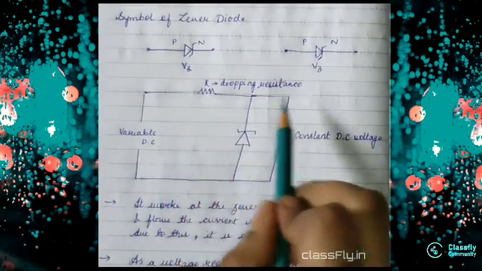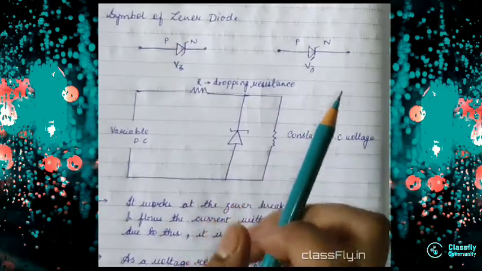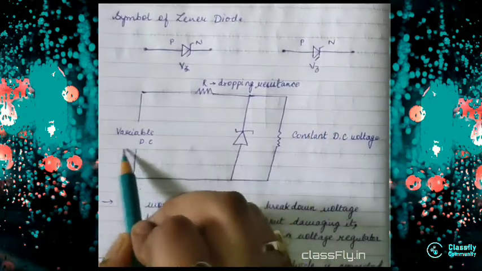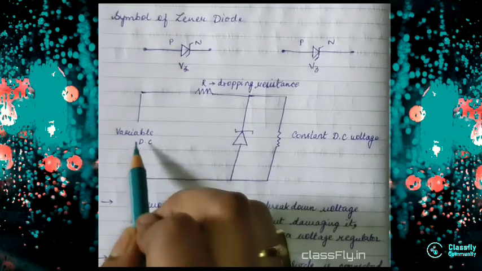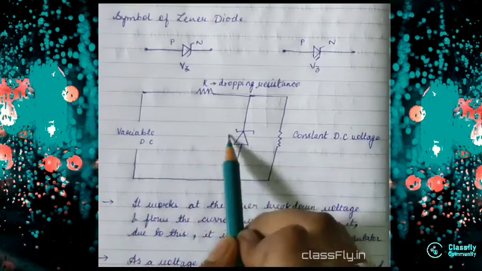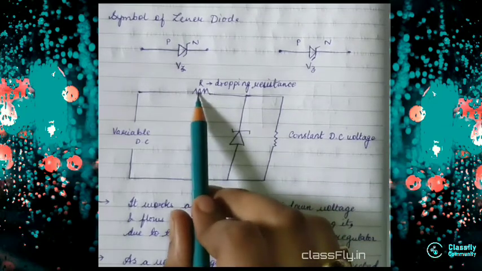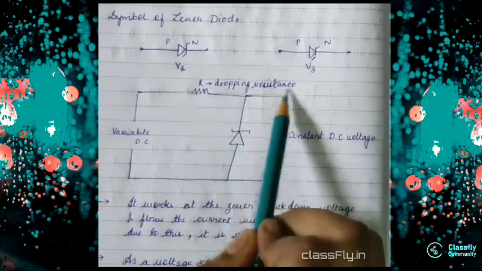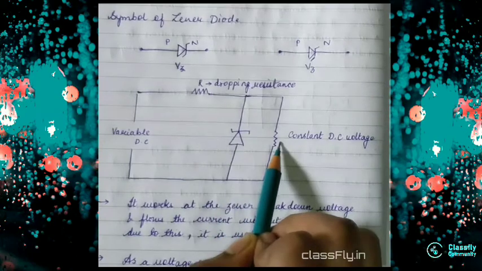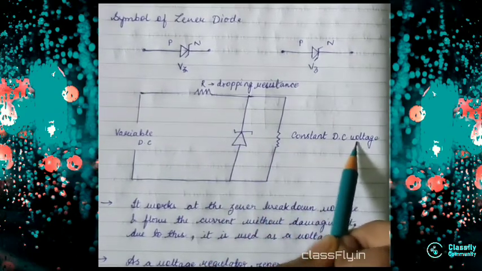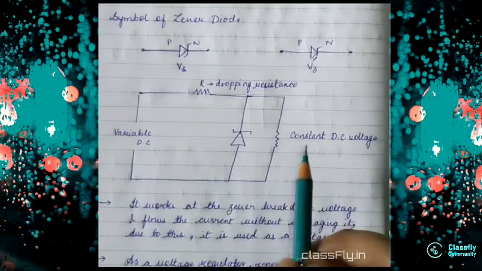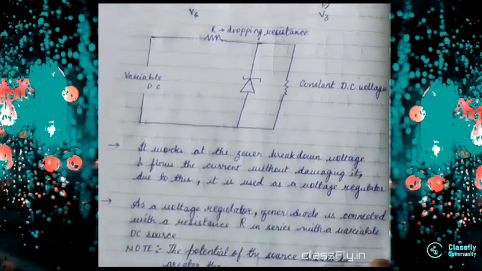Think that this is a circuit for this Zener diode as a voltage regulator. See, there is a variable DC, that is the direct current will be variable, and this Zener diode, which is in the reverse bias form, is connected with a series resistance, which is the dropping resistance, and in parallel it has a constant DC voltage supply with a resistance. Okay, so see, what is its principle?